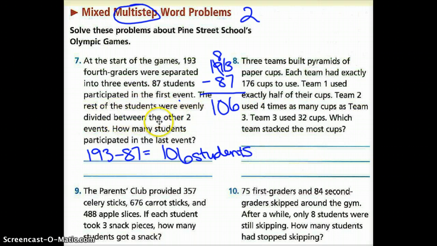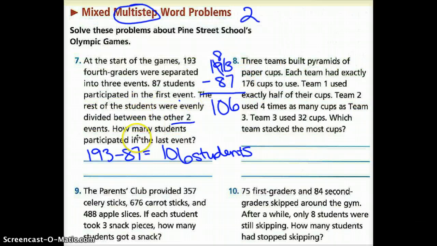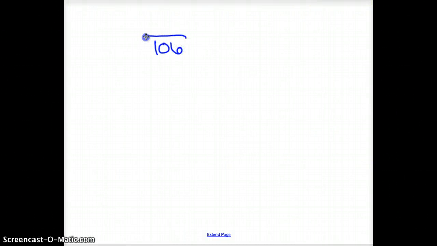So those students were divided between the other 2 events. So I take 106 and I have to divide between the other 2. So I have 106 divided by 2. Do that on another sheet of paper. 106 divided by 2. So 10 divided by 2 would be 5.